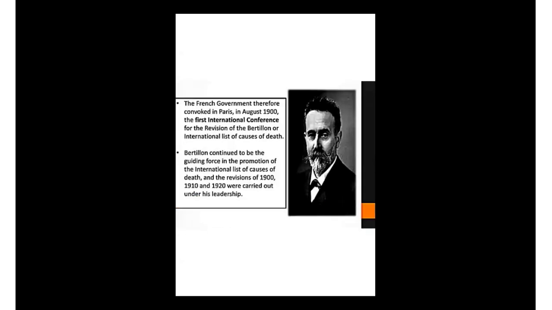Okay, so the French government therefore convoked in Paris in August 1900 the first international conference for the revision of Bertillon's International List of Causes of Death. So the statistical surveyor of the city made the list, and now in the first international conference, they discussed that list that was prepared by Bertillon. Okay, and Bertillon continued to be the guiding force in the promotion of the international list of causes of death and its revision in 1900, 1910 and 1920.